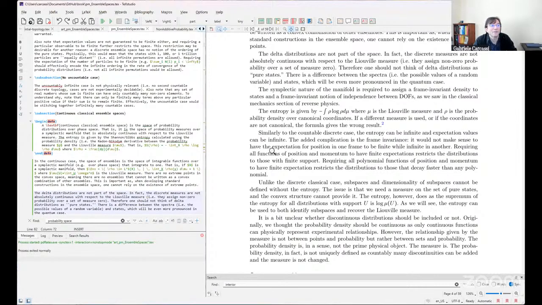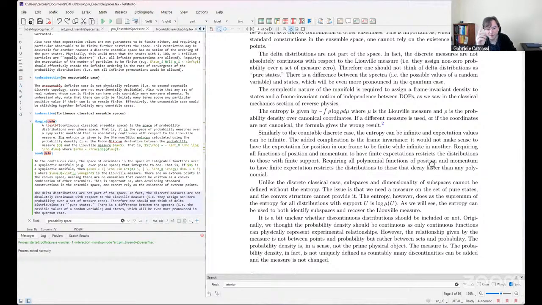It would not make sense to have the expectation for position in one frame be finite while infinite in another. Requiring all functions of position or momentum to have finite expectation restricts the distribution to those with finite support. And requiring that all polynomial functions of position or momentum have a finite expectation restricts the distribution to those that decay faster than any polynomial. Again, I don't know exactly what the correct space of distributions is. The idea is that anything that integrates to one might be problematic because it might not have a well defined entropy, and it might have this issue that the expectation for position is infinite, or the average energy is infinite. All those things do not make physical sense.